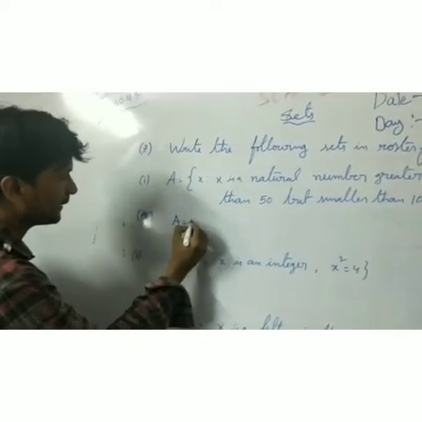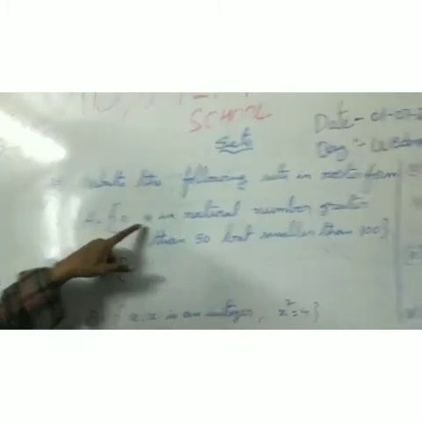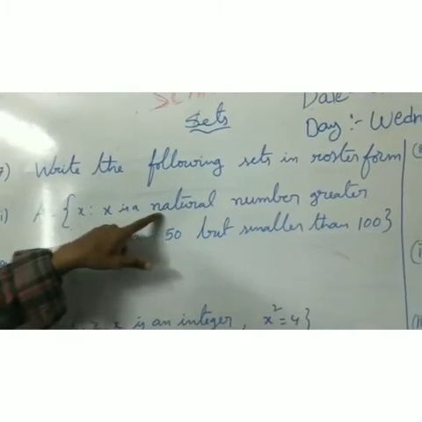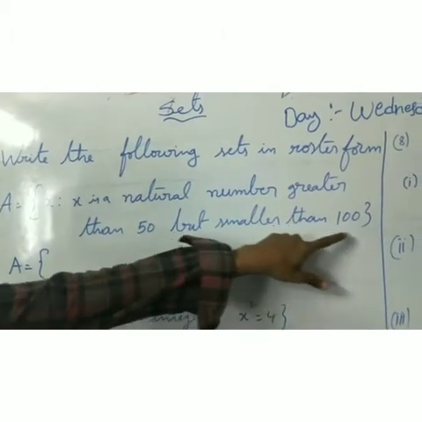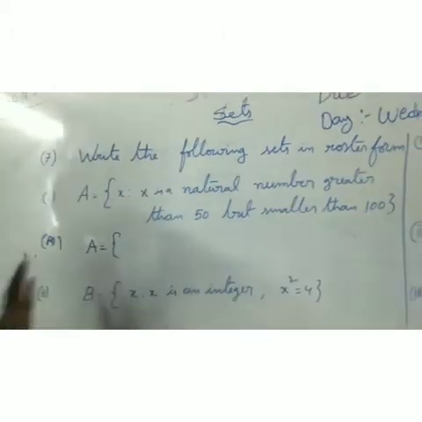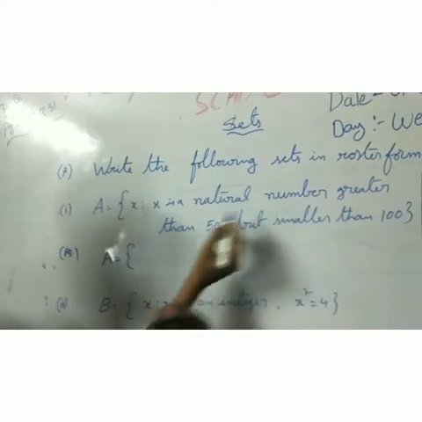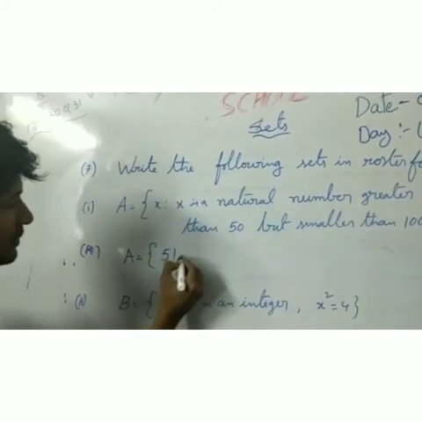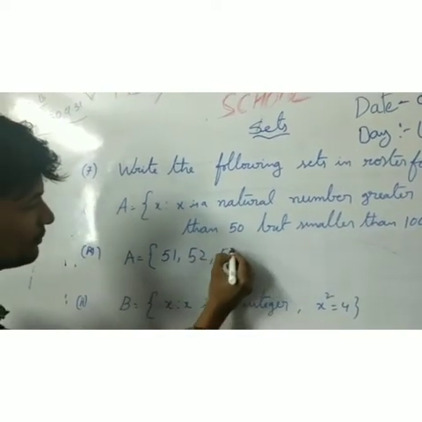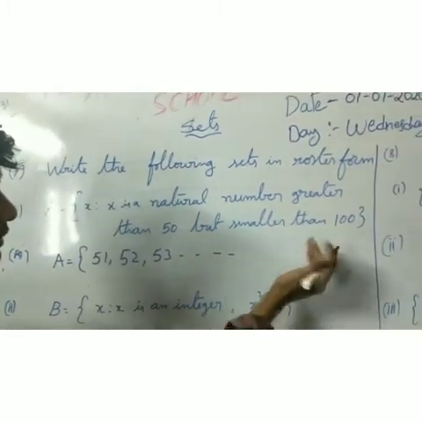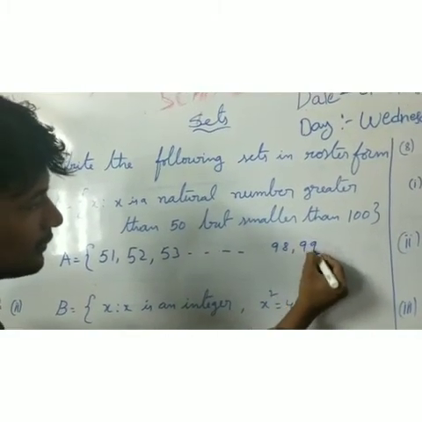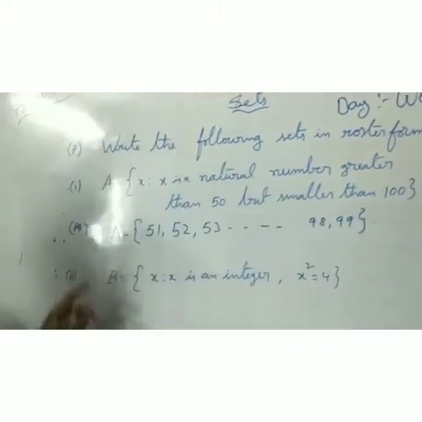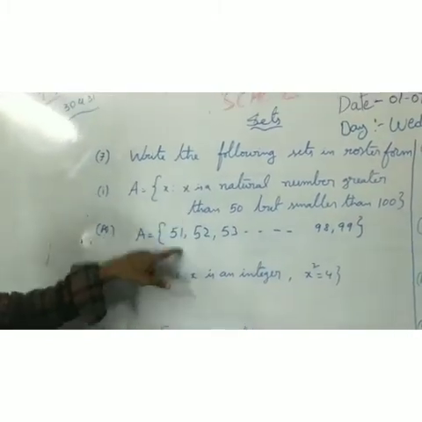Set A equals x such that x is a natural number greater than 50 but smaller than 100. So those elements we have to write. Greater than 50 means 51, 52, 53 and so on. Smaller than 100 means 98, 99. So this is the roster form of this.